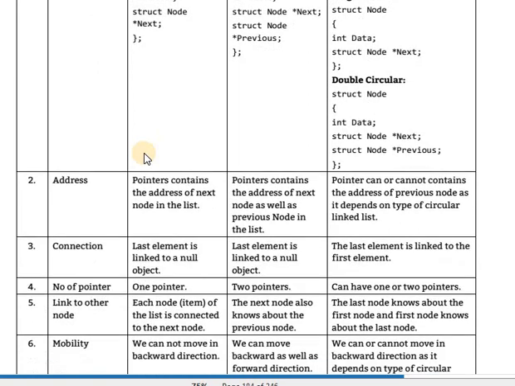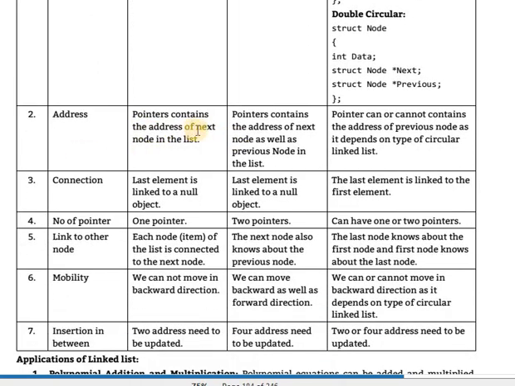So you know that. After that, the address parameter. In a singly list, the pointer points to the address of the next node in the list. In a doubly list, the pointers contain the address of the next node as well as the previous node. Clear? In the singly linked list, only the next address will be stored, but in a doubly list, both previous and next pointers are there. In a circular list, the pointer may or may not contain the address of the previous node, as it depends on the type of circular linked list, whether singly or doubly. Connection: in that, the last element is linked to a null object.